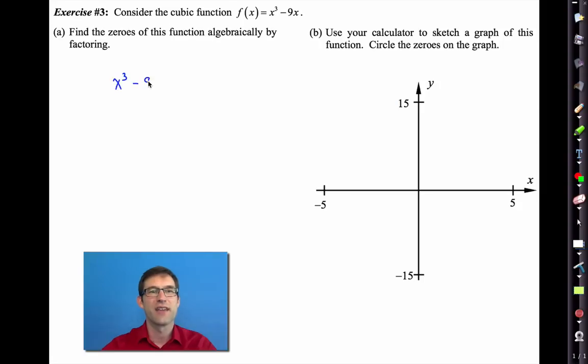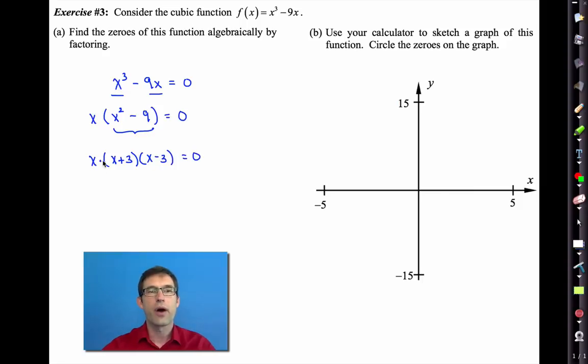Cool, let's do this together. X cubed minus 9x equals 0. Now remember our flowchart. The first thing you look for is a GCF, and in fact there is one, right? We have a common factor of x between the two of these. So, what does that leave me? Well, x times x squared is x cubed, and x times negative 9 is negative 9x. All right, not bad, but we can now factor what's left by using the difference of perfect squares, right? X plus 3 and x minus 3.